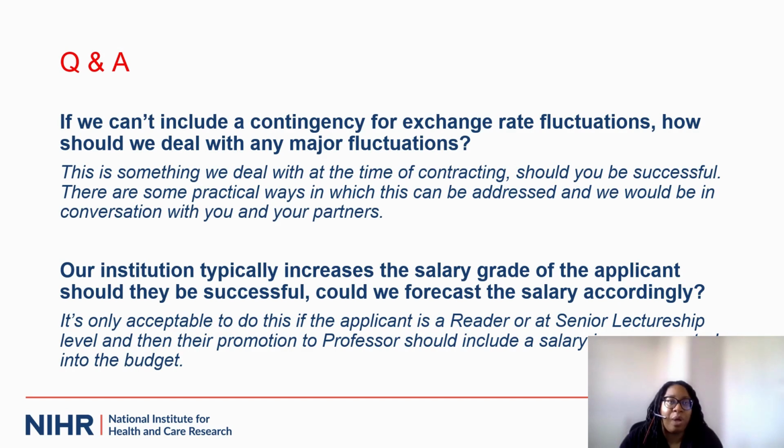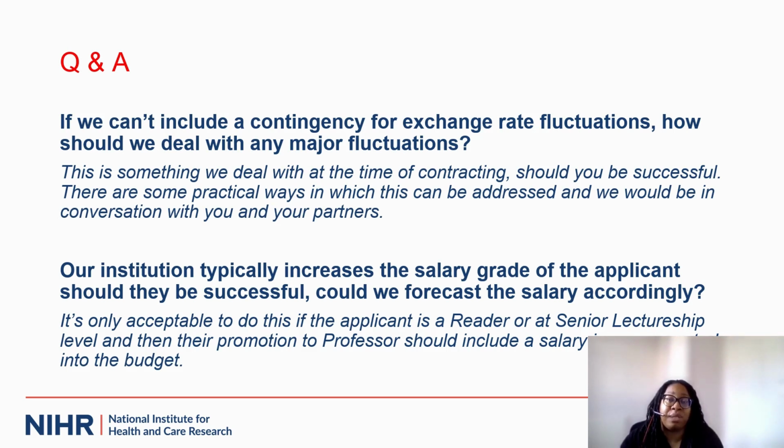So next question is, if we can't include a contingency for exchange rate fluctuations, how should we deal with any major fluctuations? We'd encourage you to just use current costs and current exchange rates for your application and not to inflate the costs to cover any contingency for the rate.